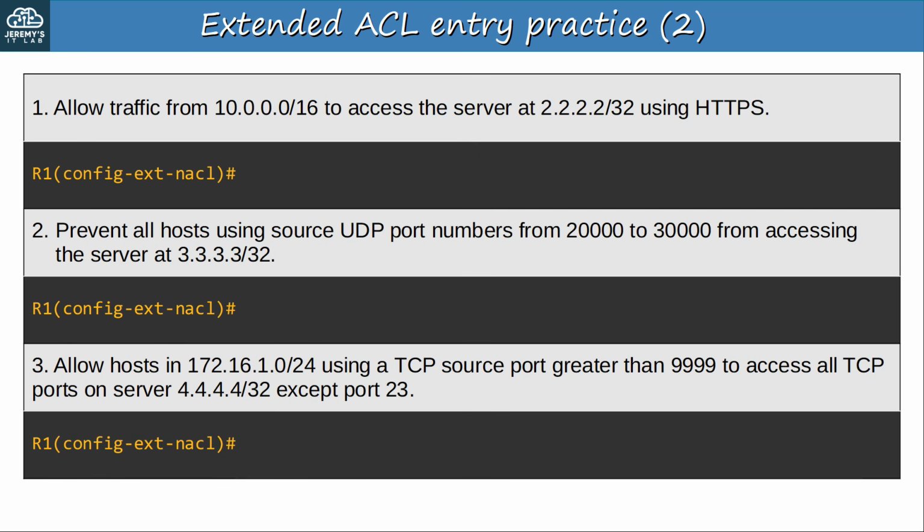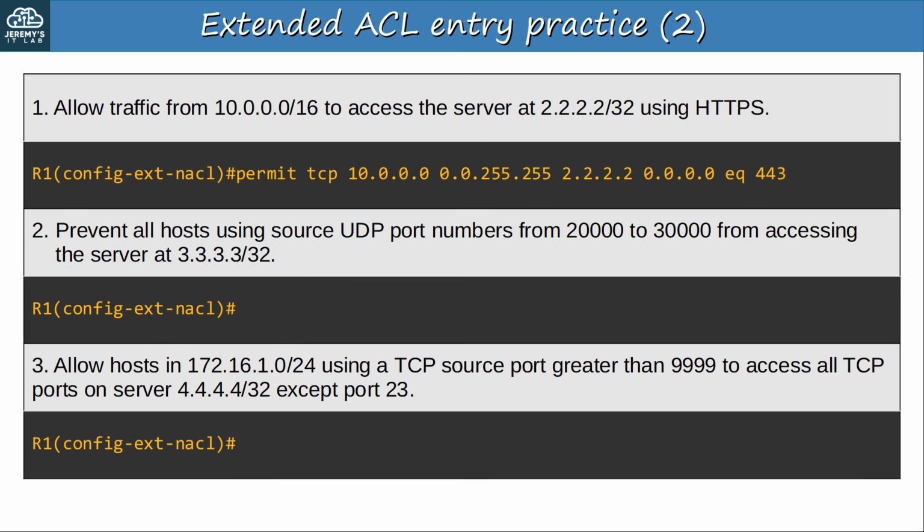Okay, here's some more practice for writing individual extended ACL entries. I recommend pausing the video to try to solve these yourself. But now, let's check the answers. Number 1. Allow traffic from 10.0.0.0/16 to access the server at 2.2.2.2/32 using HTTPS. And here's the answer.